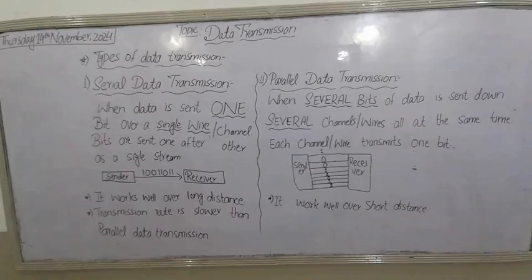So one bit over a single wire or channel, and bits are sent one after another as a single stream. As you can see, there is a simple figure shown in your book. The data sent by the sender is sent in the form of bits one after the other, in a single stream. Why in a single stream? Because we use just a single wire or single channel for it. So that is why in that single wire or channel the data is sent one bit at a time and one after the other, right?